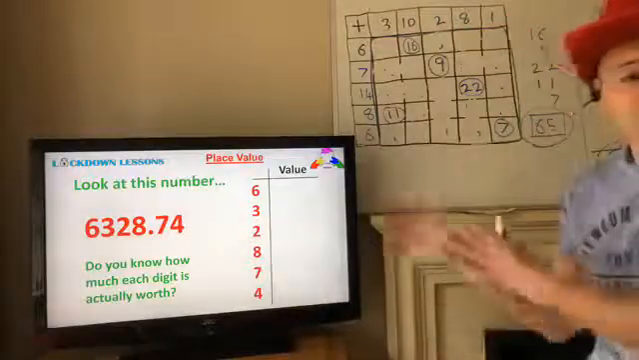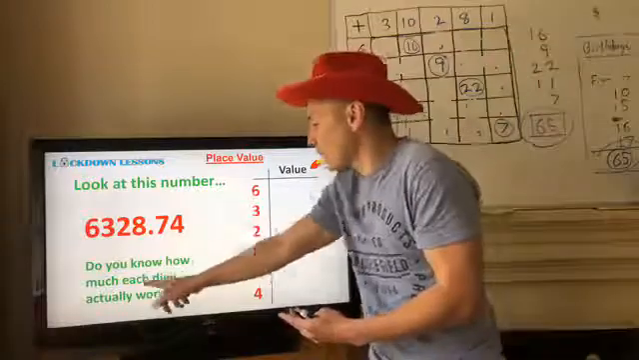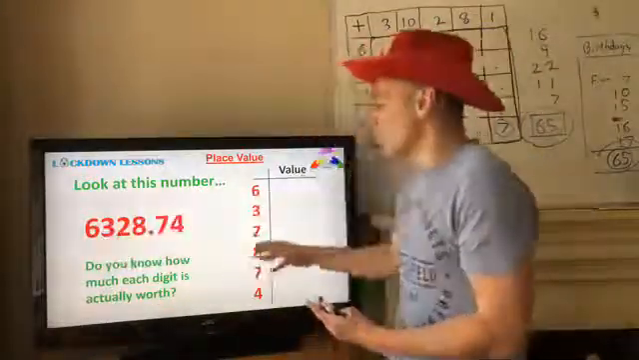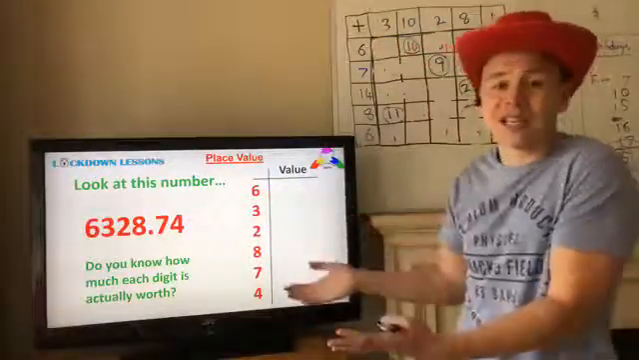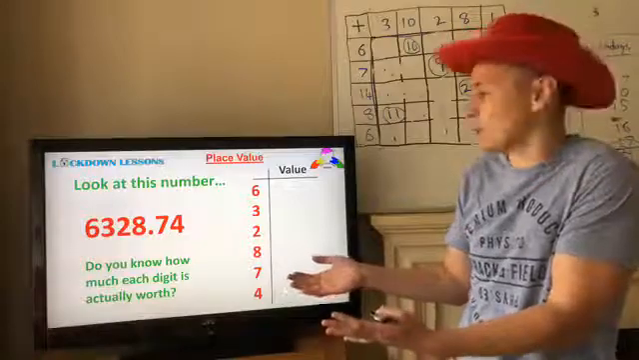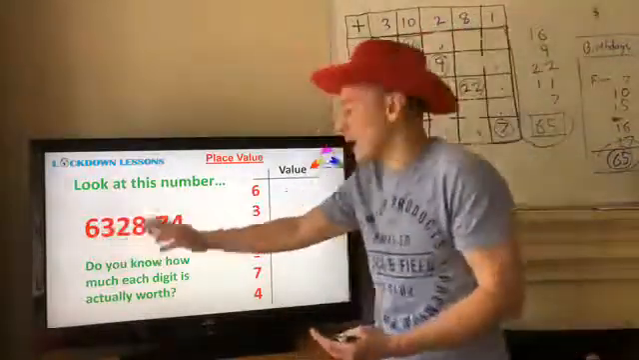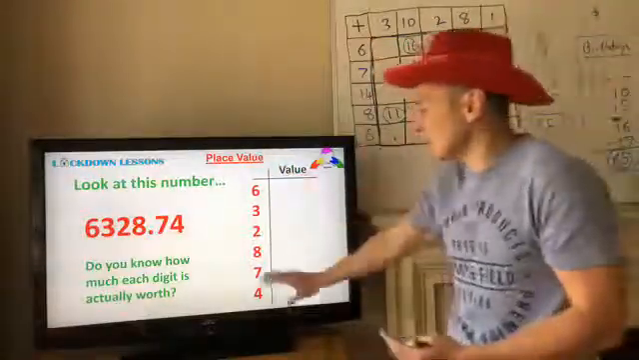Now I'm going to test what you know to start with, then we're going to go through this properly. Do you know how much each digit is actually worth in that number? So what is the 6 actually worth? It's not worth 6 single ones, that's for sure, definitely not. It's worth much more than that. What is the 3 actually worth? How much is this 3 worth? How much is a 2 worth? How much is the 8 worth? So can you see if you can answer those to start with?